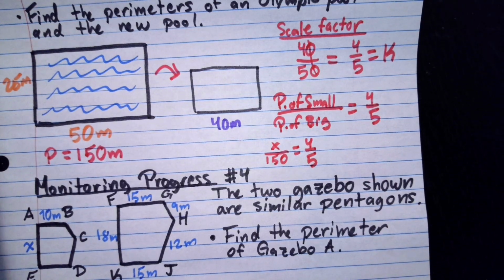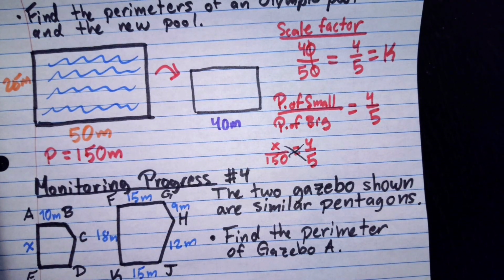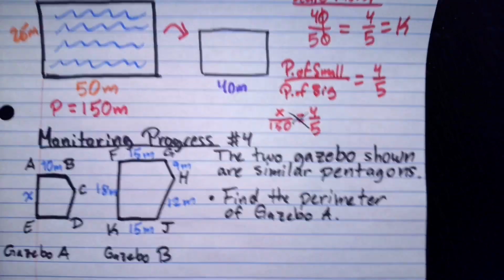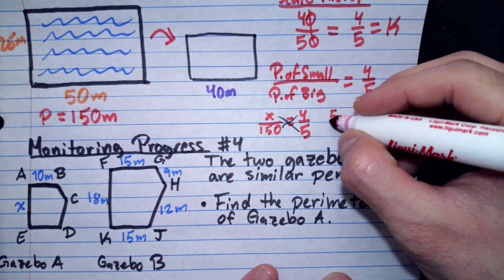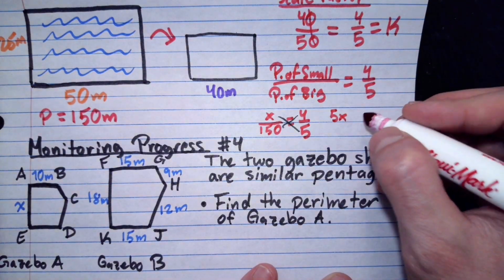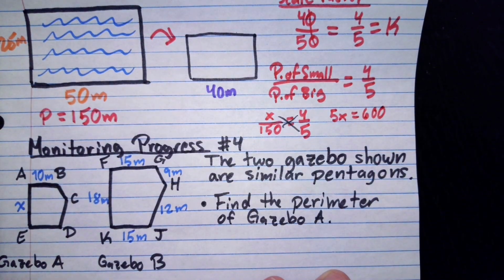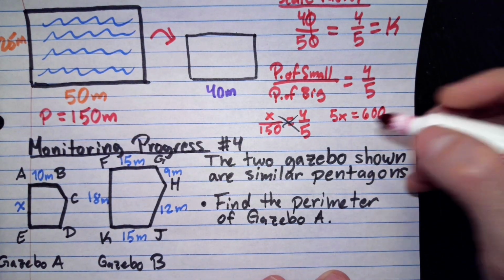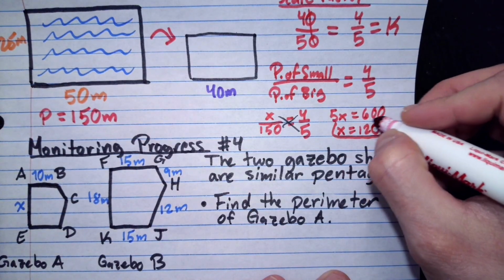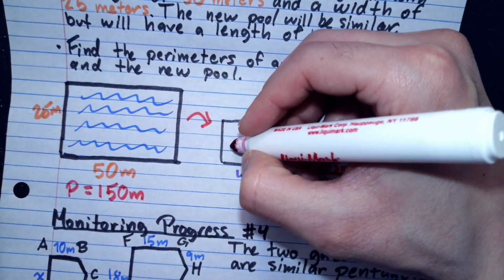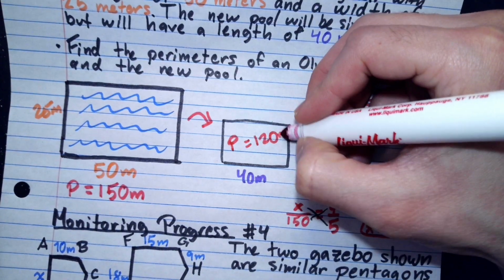Now, if I cross multiply again, like this, we are going to get that 5 times X is equal to 5X. And that should be equal to 150 times 4, which is actually 600. If we divide that by 5, we're going to get that X is actually equal to 120. So, the perimeter of the small pool has to be 120 meters.